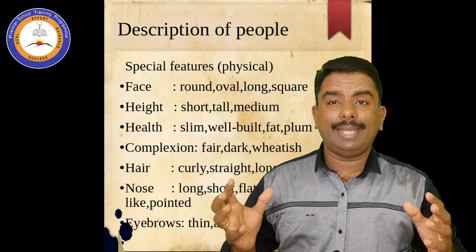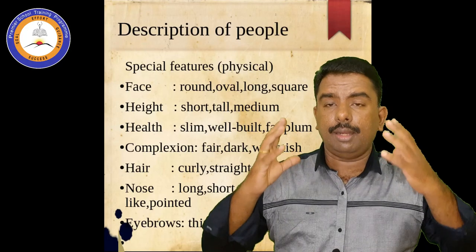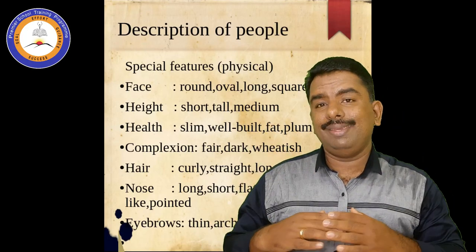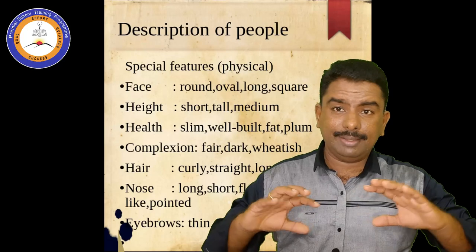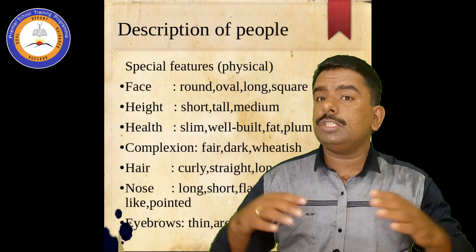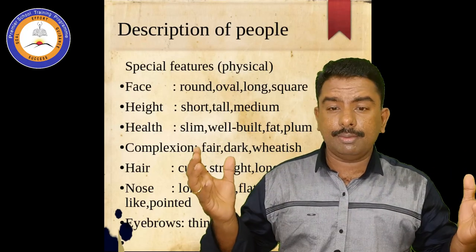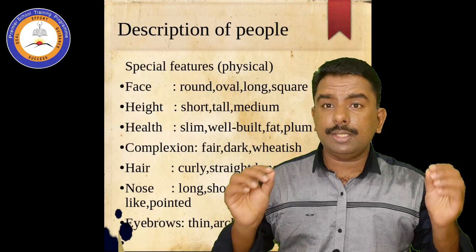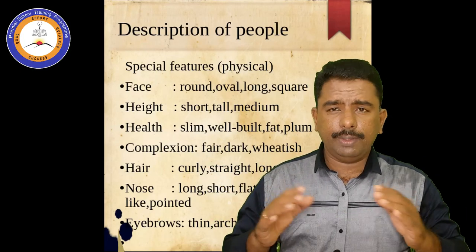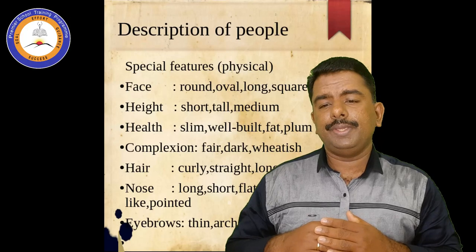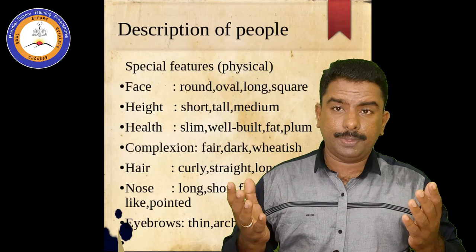Next is complexion, related with the color of the skin. We can identify or describe a person: he is fair, he's dark, he's wheatish. Like that we can identify or describe persons.